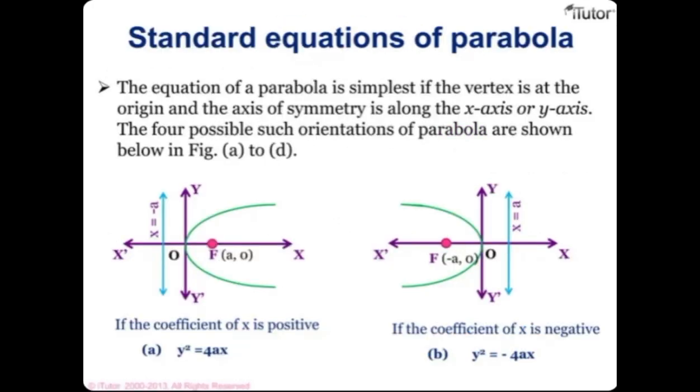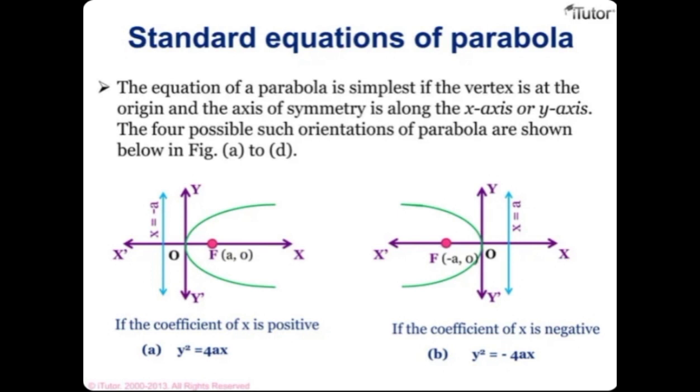The equation of a parabola is simplest if the vertex is at the origin and the axis of symmetry is along the x-axis or y-axis. The four possible such orientations of parabola are shown below in Figure A to Figure D.